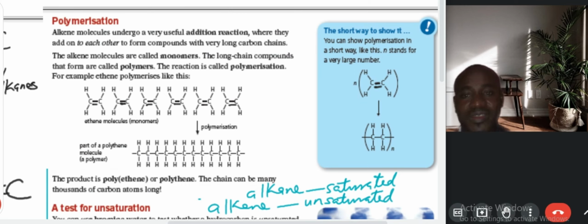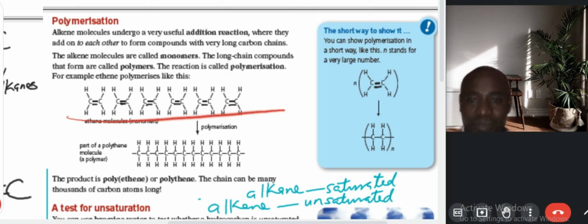Polymerization is what happens when monomers, which are single units of organic molecules or organic substances, join together to form a long chain of a molecule. An example is an alkene molecule. In fact, we have 6 alkene molecules here: 1, 2, 3, 4, 5, 6.